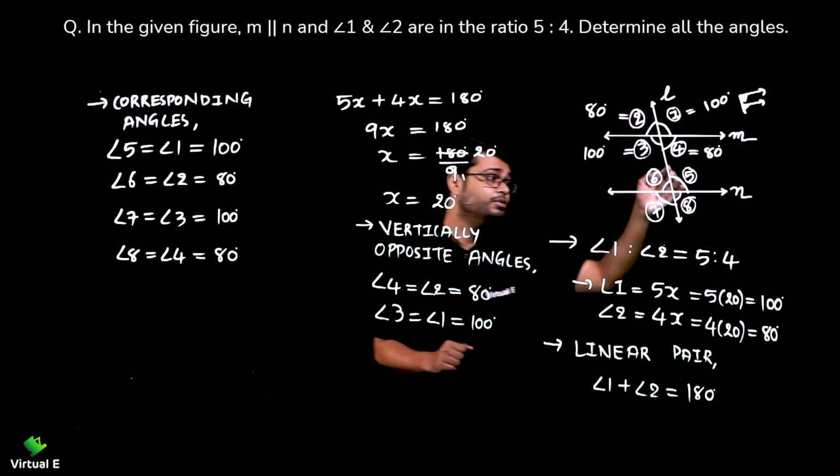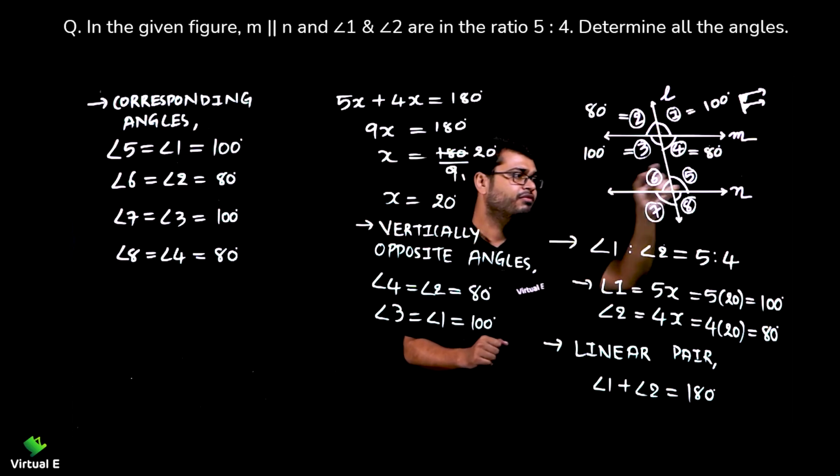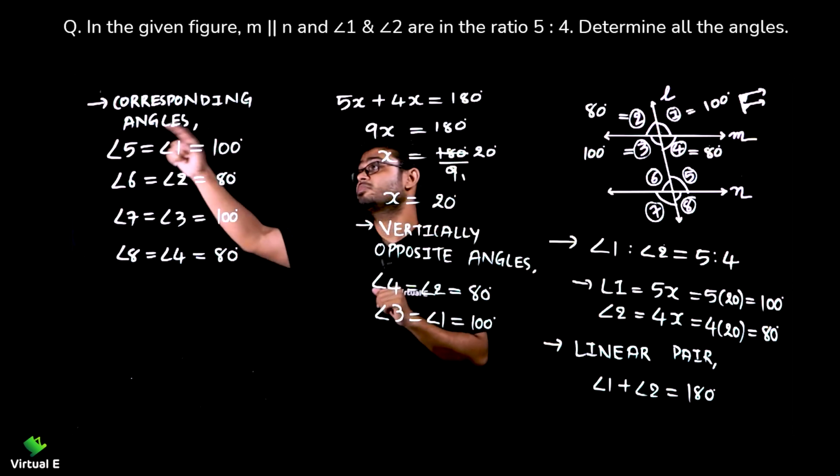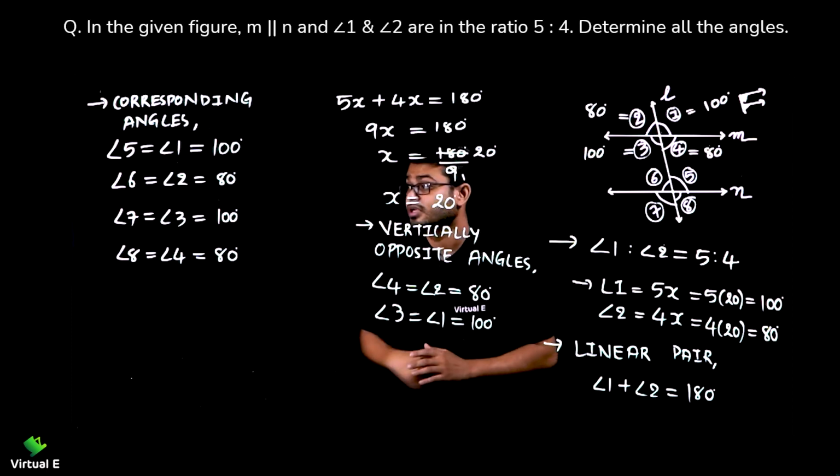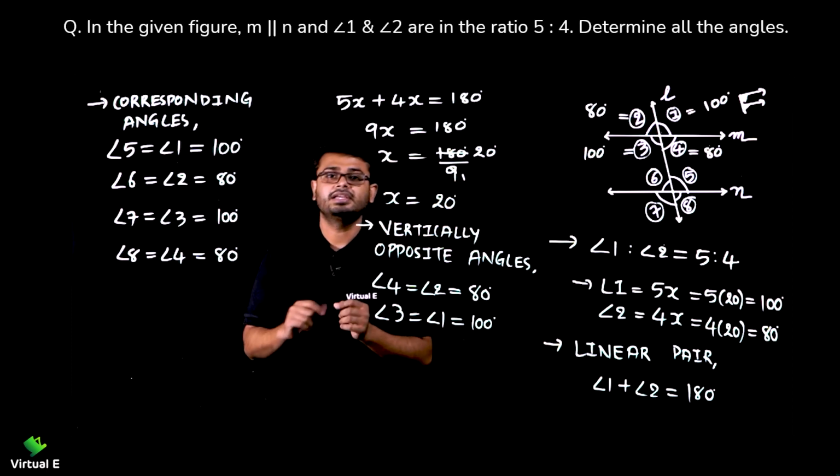Now, afterwards, we wanted to get all the 4 angle in the one go. That is corresponding angles. So 5 is equal to 1, 6 and 2, 7 and 3, 8 and 4. So this is how we find the missing angle in the transversal.